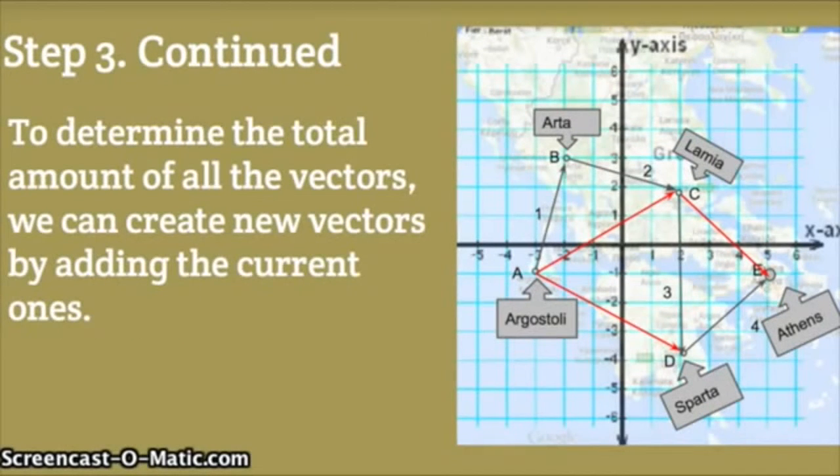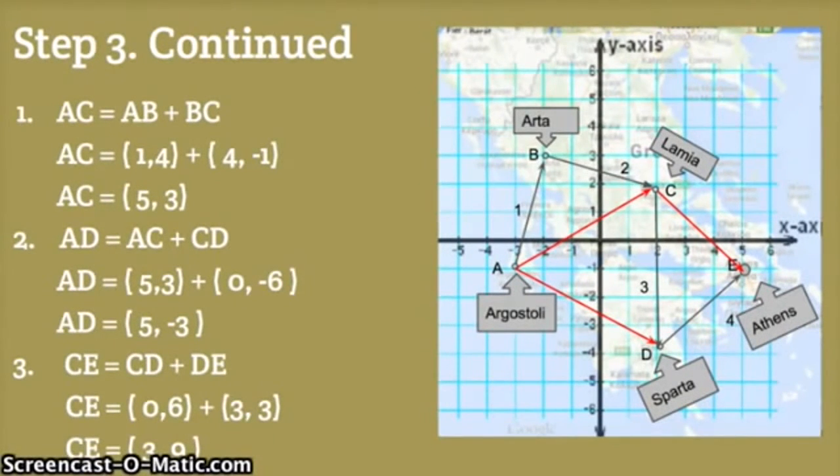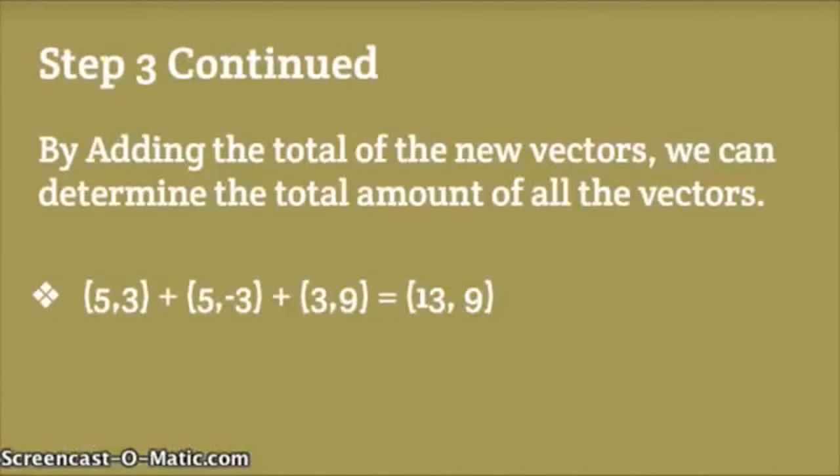So to determine the total amount of all the vectors, we can create new vectors by adding the current ones, such as AC equals AB plus BC, giving us AC equals 5, 3. AD equals AC plus CD, giving us AD equals 5, -3. And finally, CE equals 3, 9. By adding the total of the new vectors, we can determine the total amount of all the vectors. So by adding all the vectors that we found, we got 13, 9.